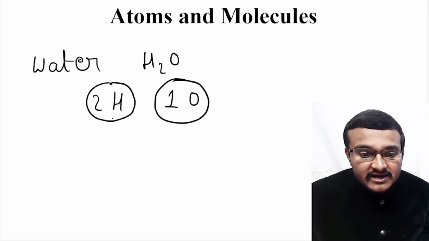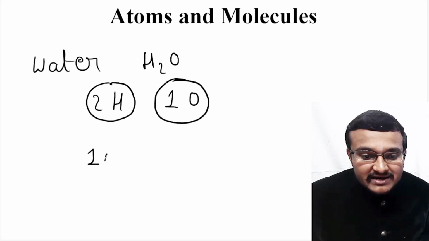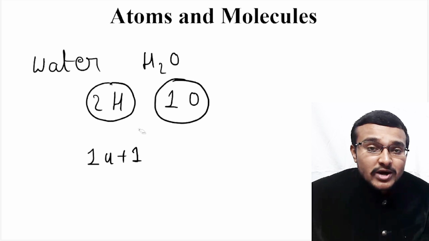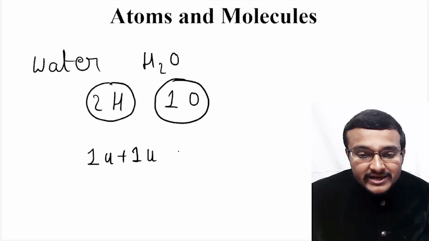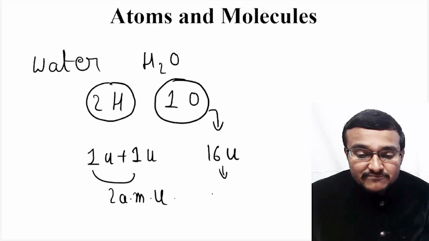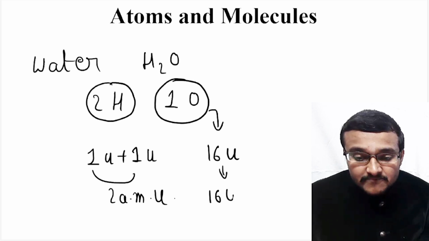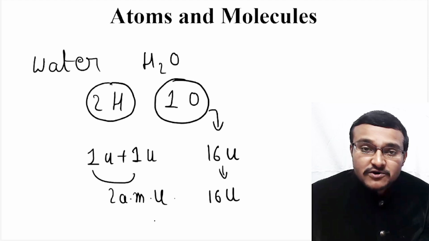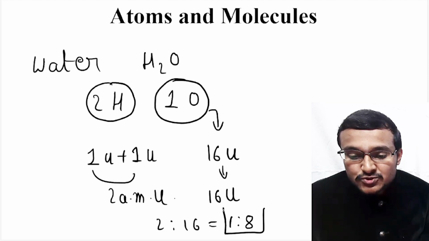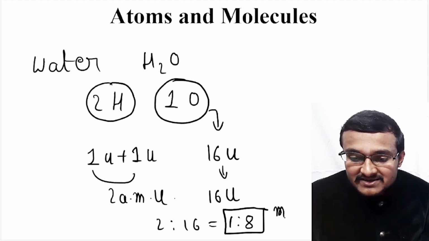If you consider 2 hydrogen atoms, the atomic mass of hydrogen is 1 amu, so 2 hydrogen atoms will be 2 amu, and the mass of oxygen will be 16 amu. So 2 amu is the total mass of 2 hydrogen atoms, and 16 amu is the mass of one oxygen atom. If you take the ratio of these two, 2:16 will be 1:8. So 1:8 is the mass ratio.